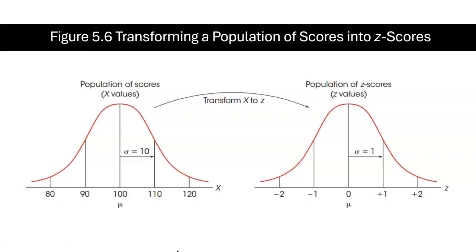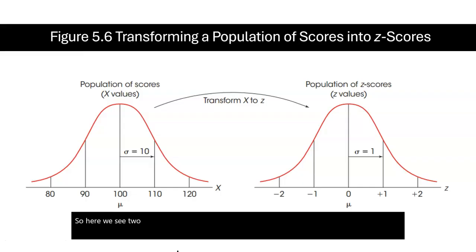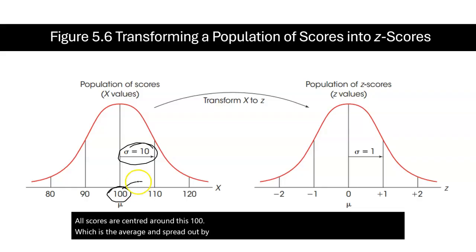So here we see 2 different distributions, original population of x values on the left. The mean here is 100, with the standard deviation being 10. All scores are centered around this 100, which is the average, and spread out by 10 points per standard deviation.